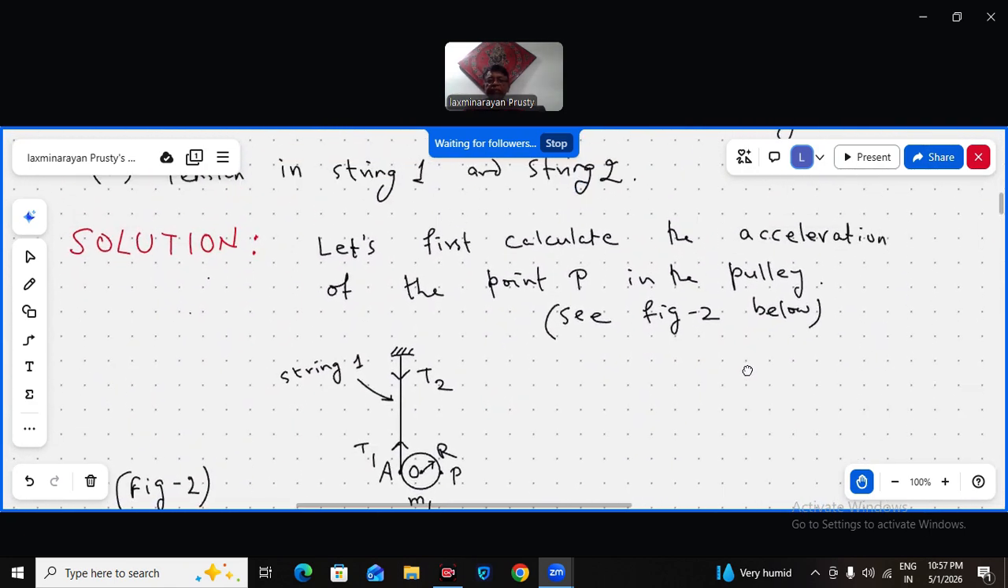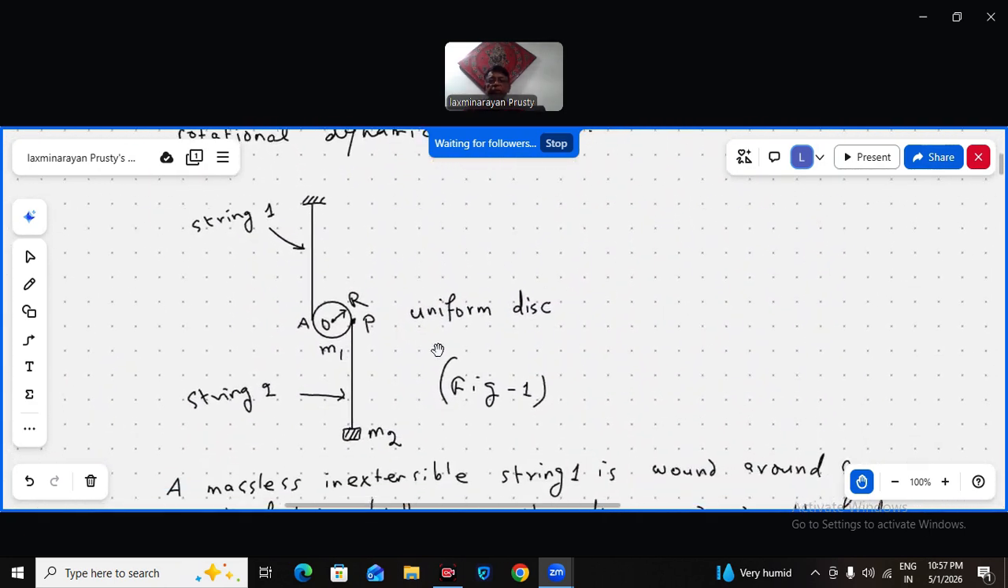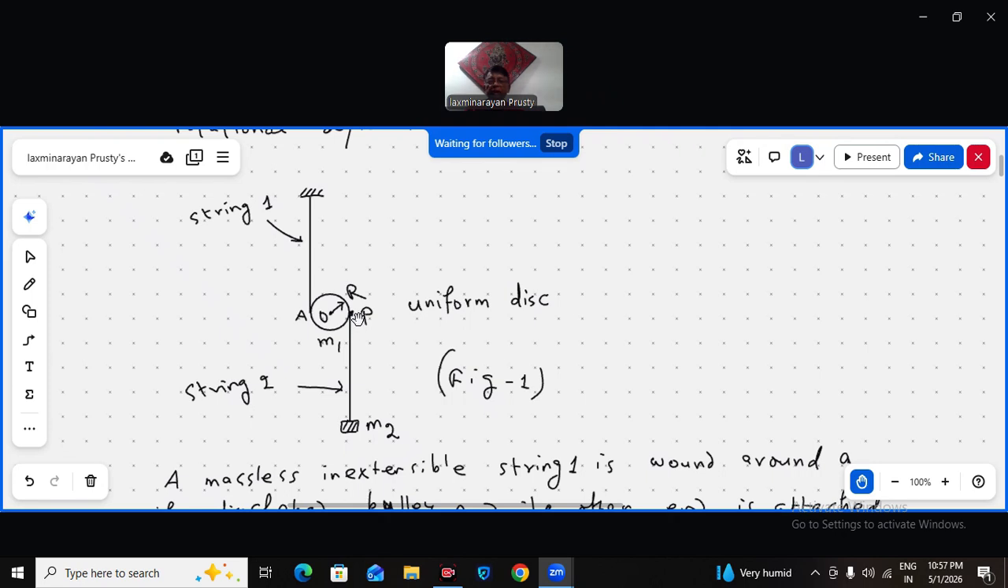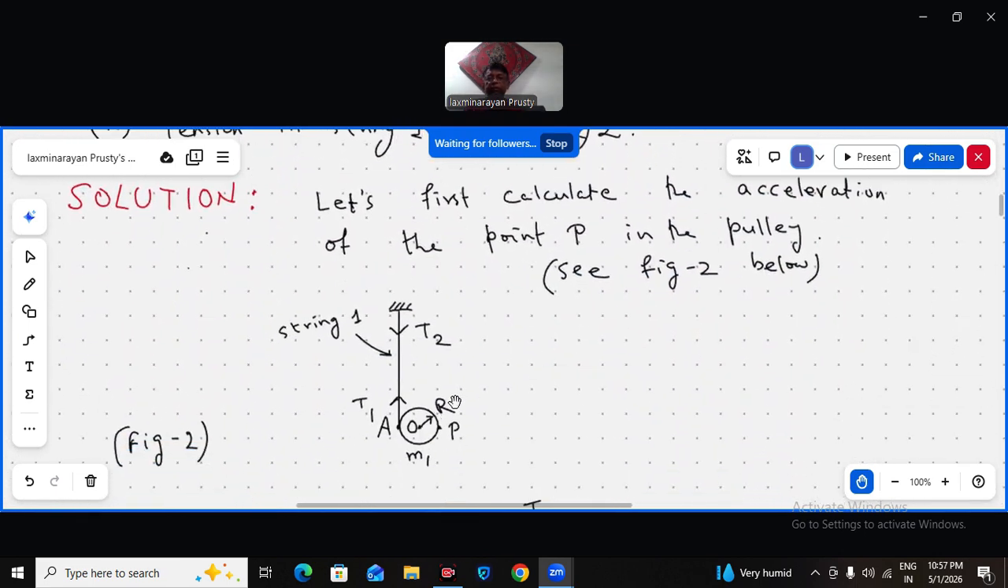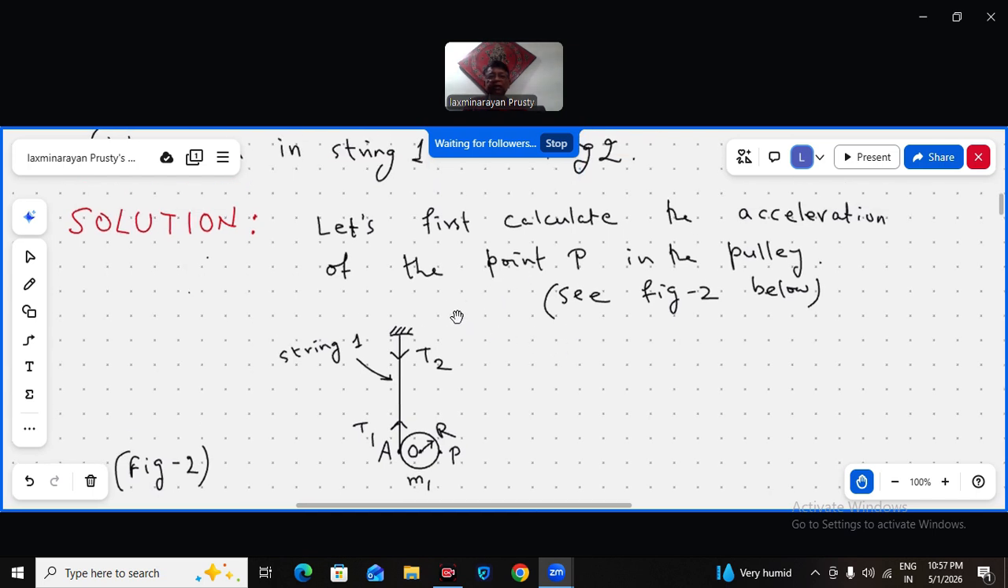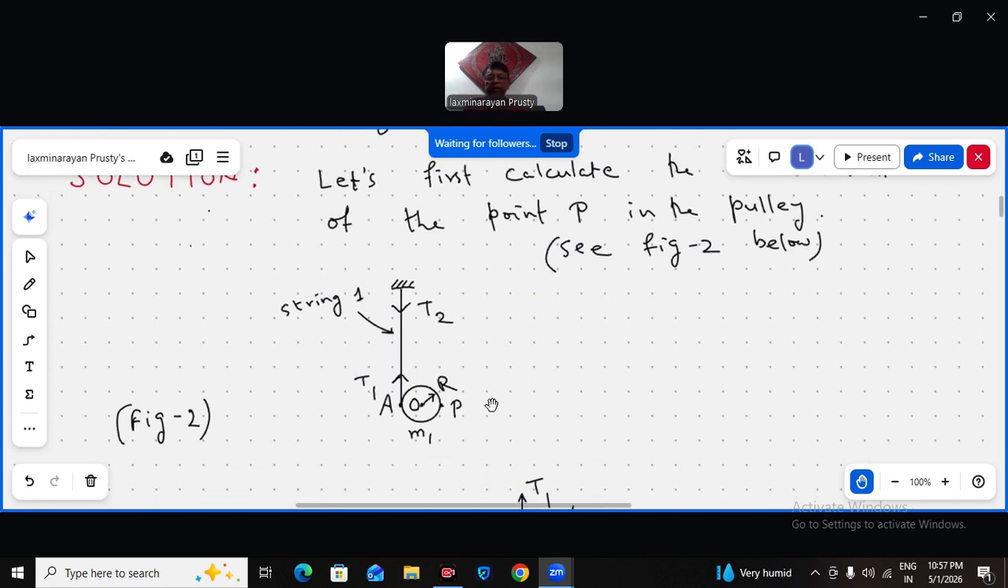सॉल्यूशन देखते हैं. पहले हम लोग इसको, I don't attach this string to this pulley. So how the diagram will be. So like this, let's first calculate the acceleration of the point P. This is the point P, in the pulley. Let's first calculate the acceleration of the point P in the pulley. A figure there, figure 2.